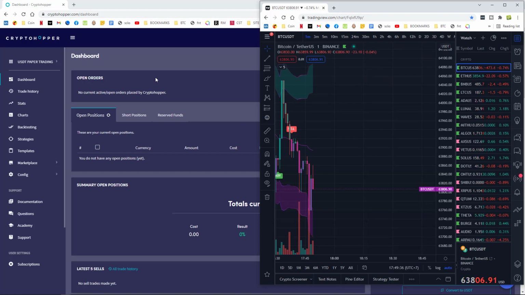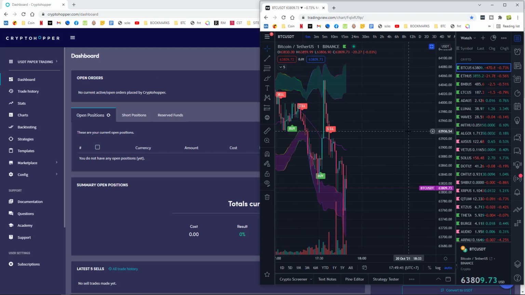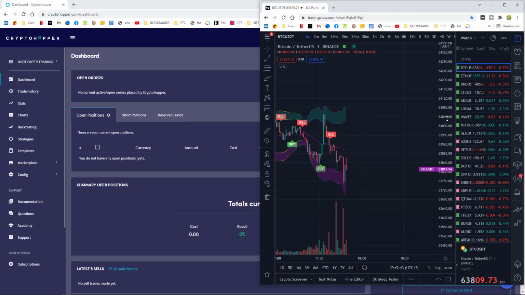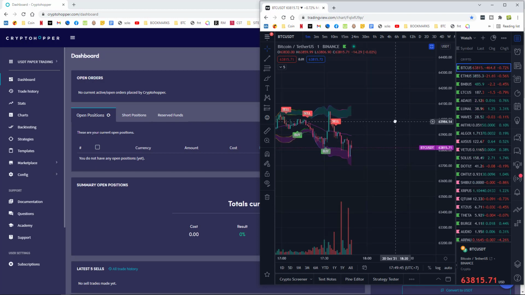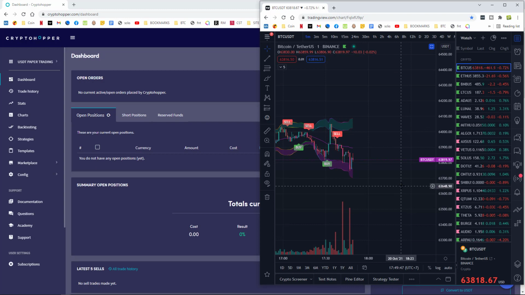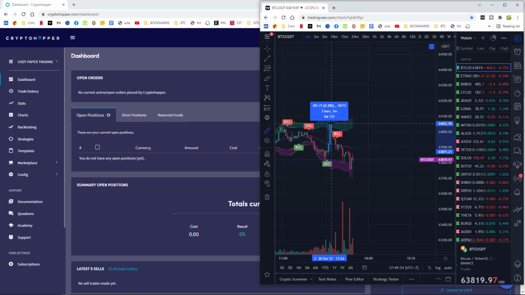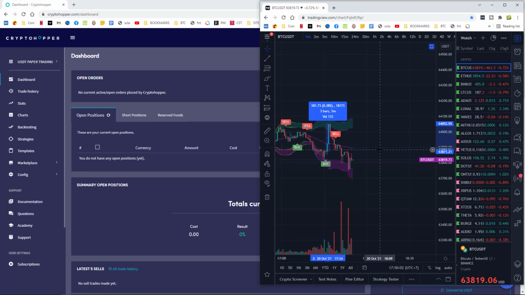A lot of volatility there in Bitcoin right now. How much would this have got? That would have gone up only 0.28% at the top. Not much. This is why I don't use the 1 minute in real life. I'm only using it to show you what happens.